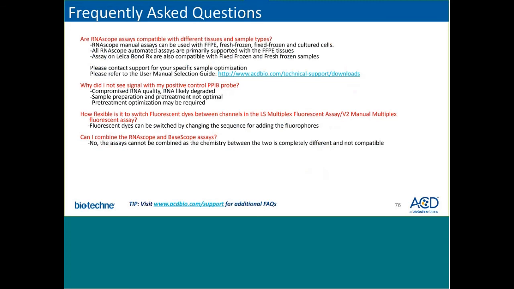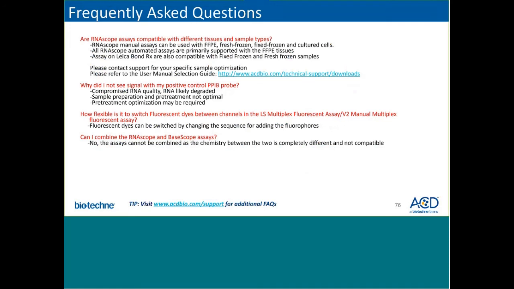To go over a couple more frequently asked questions, are RNAscope assays compatible with different tissues and sample types? And the answer is yes. The assays can be used with FFPE, fresh frozen, fixed frozen, and even cultured cell samples. The RNAscope automated assays do primarily support FFPE tissues, so it can be compatible. We would still recommend that you contact support for how to optimize.